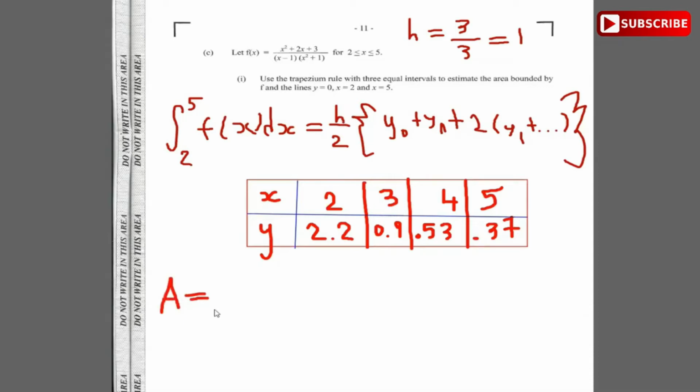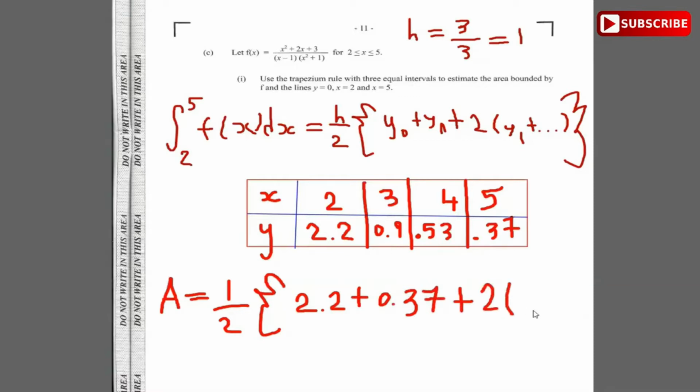And so using the trapezium rule, the area is going to be equal to h over 2. h is 1, so it's 1 over 2 into y naught, the first y value of 2.2, plus yn, which is plus 0.37, plus 2 times 0.9 plus 0.53. When I work this out, that will give me the area.